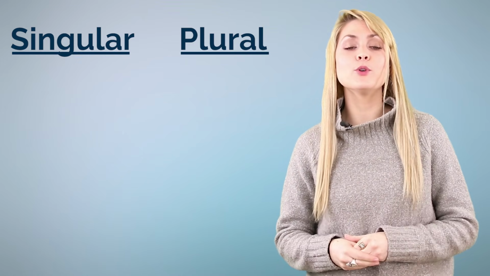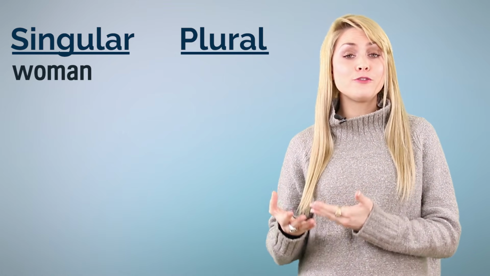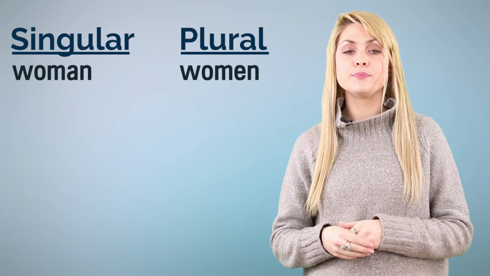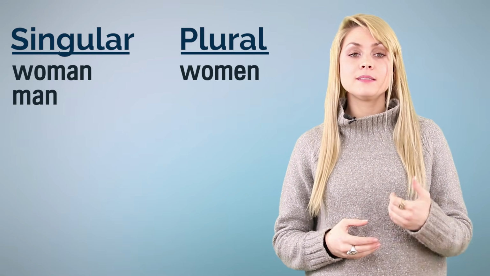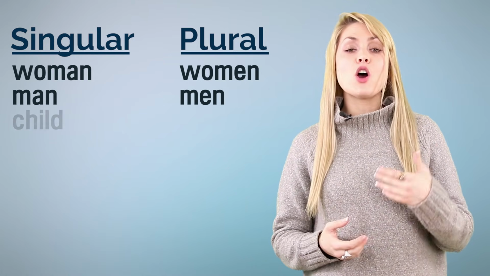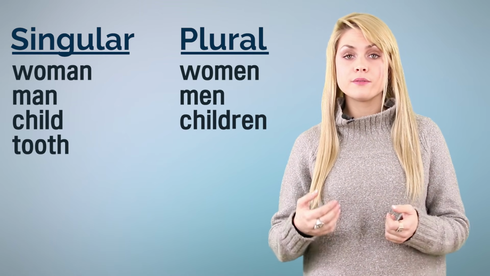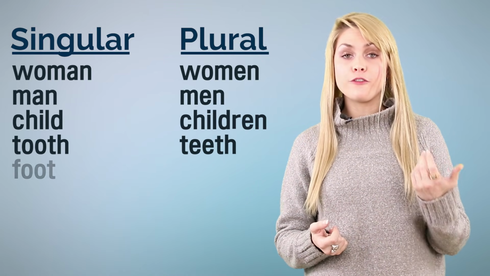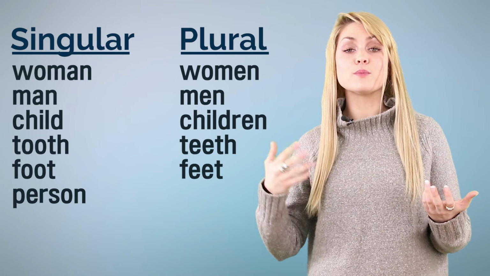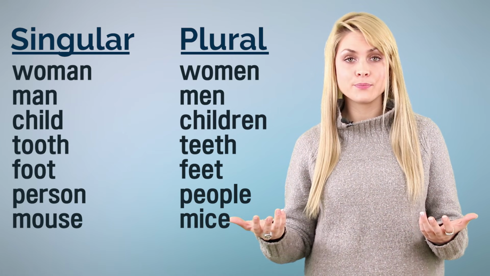Okay, so for example, we have a singular noun, which is woman. Its plural form is women. Woman, women. Then we have man, the singular noun, a man. It becomes men. A child becomes children. A tooth, teeth. A foot becomes feet. A person becomes people. A mouse becomes mice.